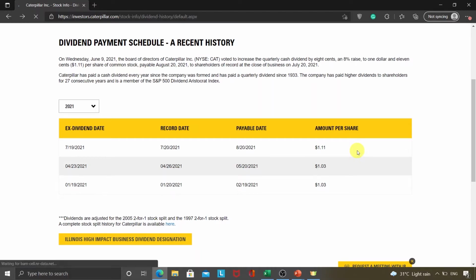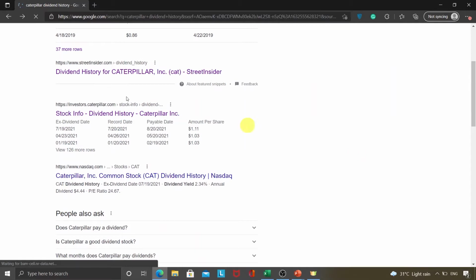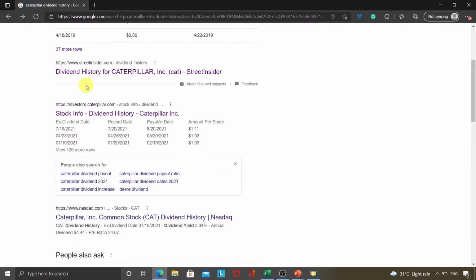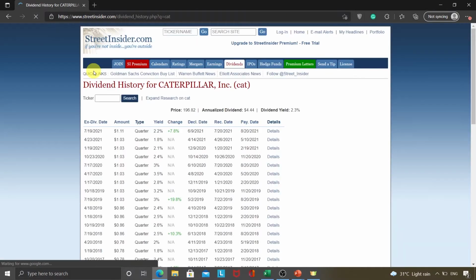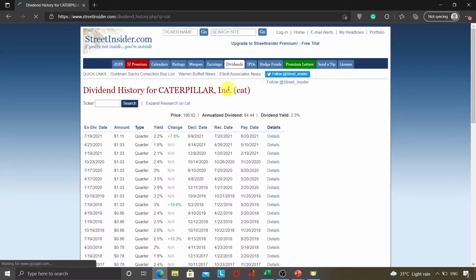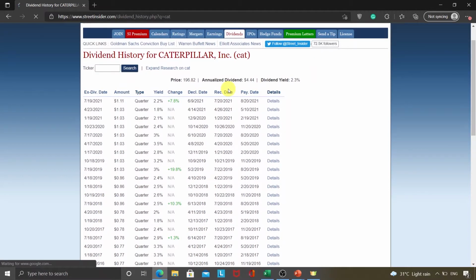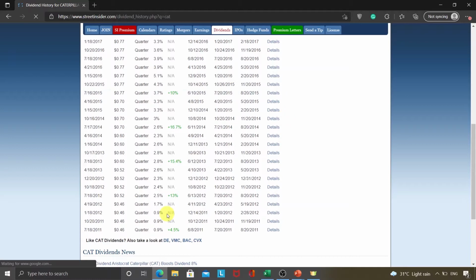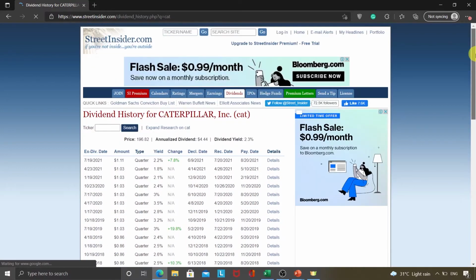So if I go back and see another website named streetinsider.com, and when I click over that, we get the dividend history for Caterpillar Incorporation here. Now this website is providing all the compiled details of dividend for Caterpillar Incorporation for all the previous 10 years, from 2011 to, as we can see, 2021.